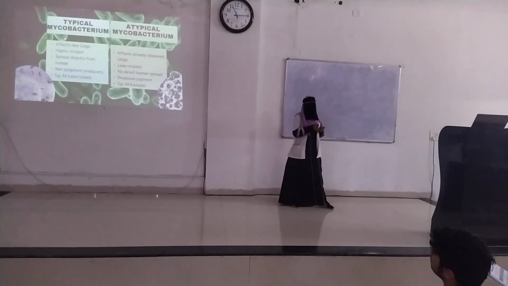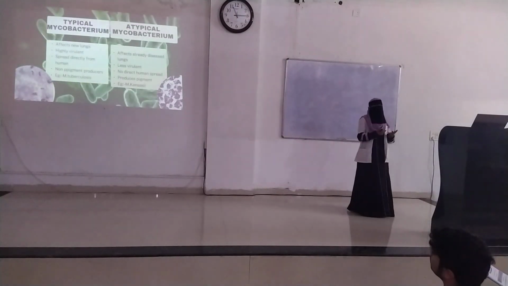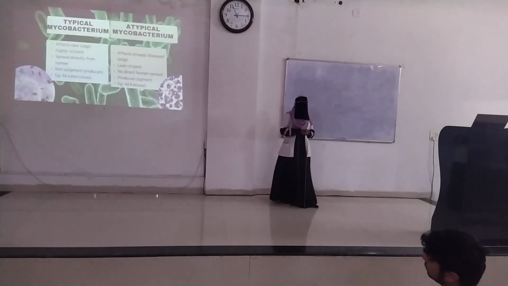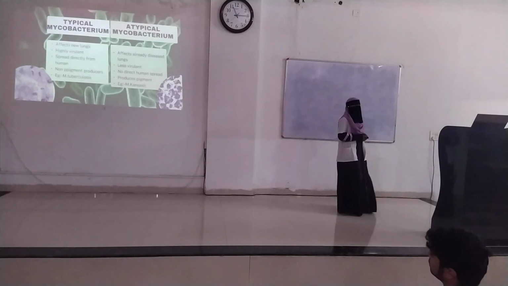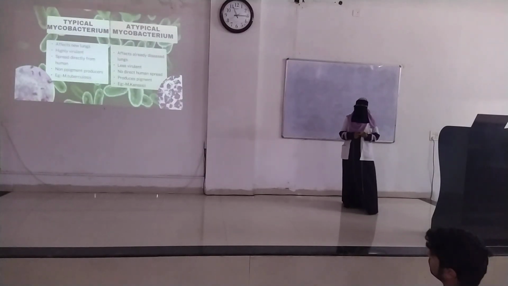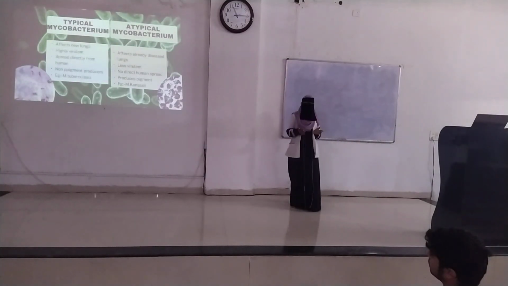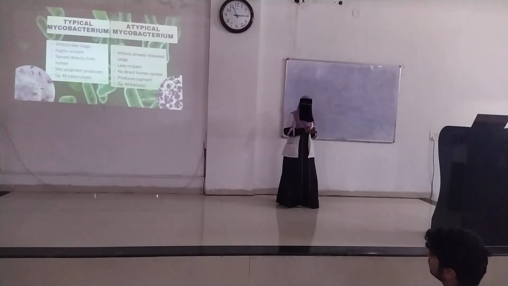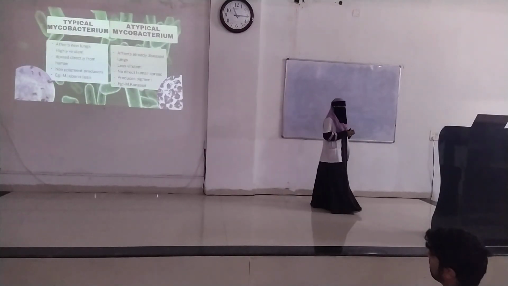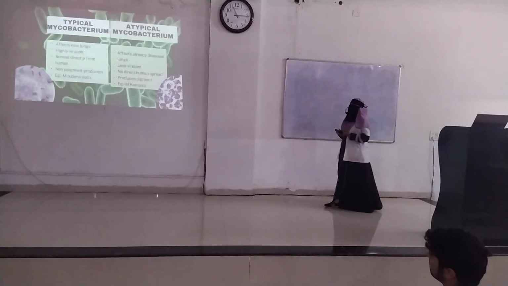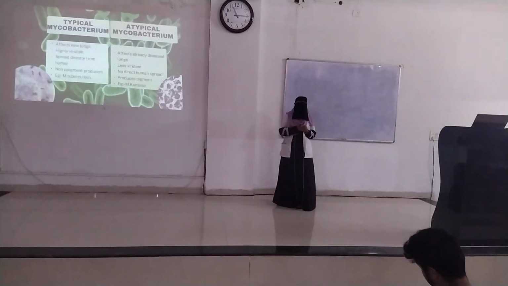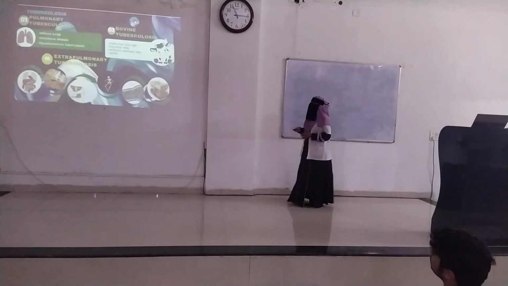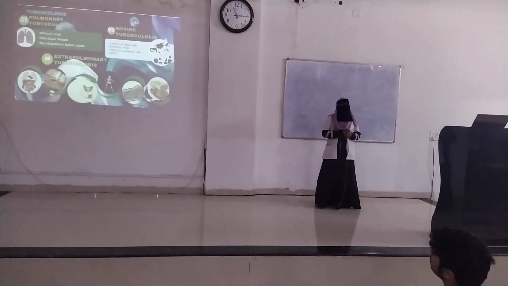The typical Mycobacteria spread by direct contact from human beings, whereas atypical ones do not spread by direct contact. The typical Mycobacteria are non-pigment producers, whereas atypical ones produce pigment. For example, in typical Mycobacteria we have Mycobacterium tuberculosis, whereas in atypical we have Mycobacterium kansasii, scrofulaceum and fortuitum. Also, the typical Mycobacteria are sensitive to the standard antimicrobial drugs, whereas atypical Mycobacteria are resistant. Now we see the disease as a whole, tuberculosis.